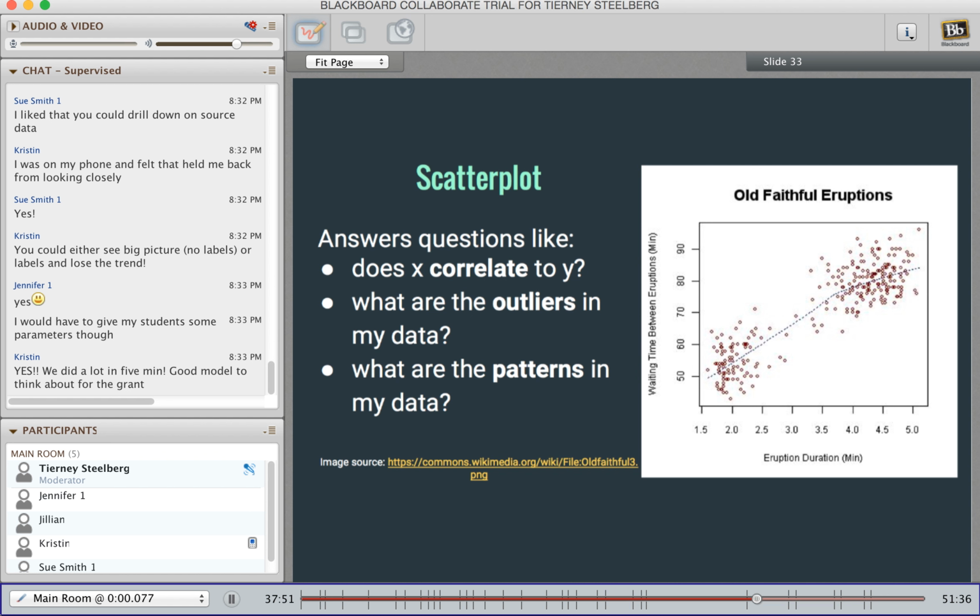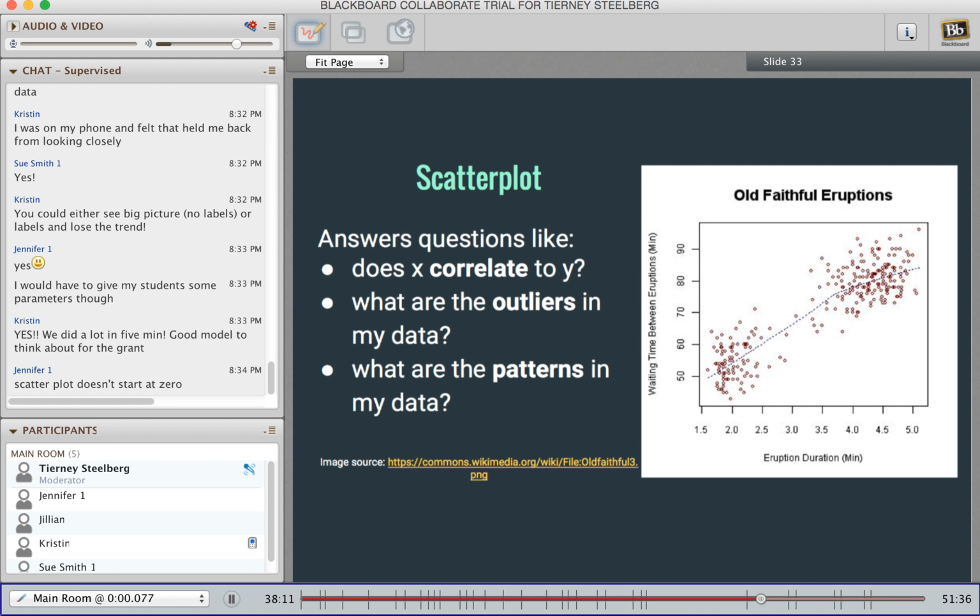And I see there's some responses from the Google Data Explorer. Jennifer says, I would have to give my students some parameters, which makes sense. There's a lot to look at there. And it was overwhelming sometimes to be checking things off from a list of countries, a list of states. And Kristen says, yes, we did a lot in 5 minutes. Good model to think about for the grant. Great. Jennifer says, scatter plot doesn't start at 0. That's a good observation.